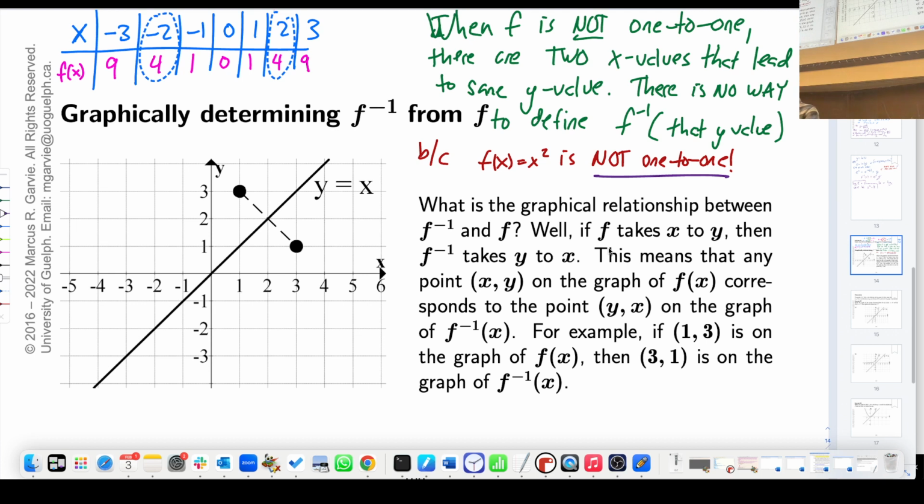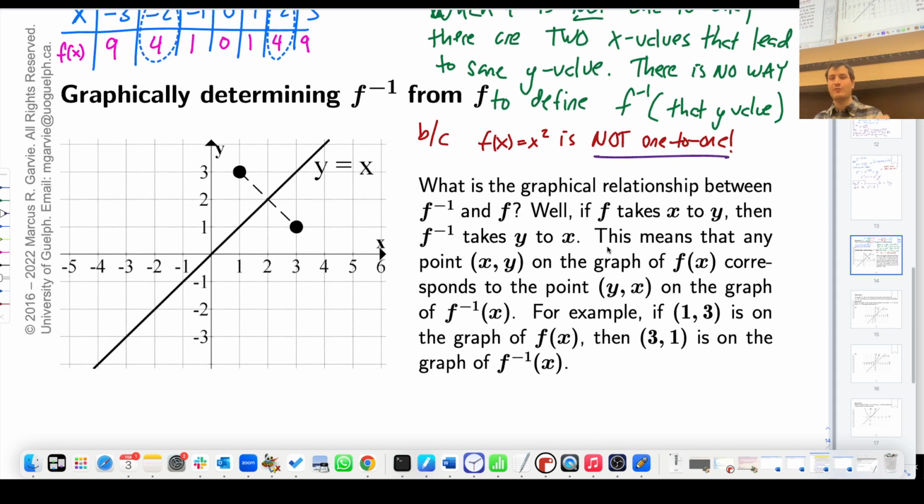The next topic is we're going to do this f inverse stuff, but do it graphically. So from the graph of the function, what does the graph of f inverse look like? And this is all about keeping track of x, y pairs. So I'm going to pick a point. I'm going to pick the point 1, 3. So I'm going to do this point x, y equals 1, 3.